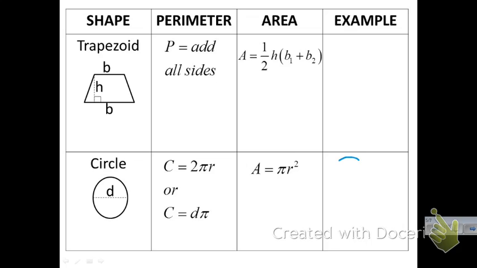So if we have a circle, and I'm going to say we have a radius of 4, then to find the circumference, we take 4 times 2 to get 8. And I'm going to leave it in terms of pi and just write 8 pi, but you could always multiply that out in your calculator and get a decimal. For the area, we take 4 squared, which is 16 pi. And again, I'm just going to leave that in terms of pi, but you could multiply that in your calculator and get something bigger than 48.